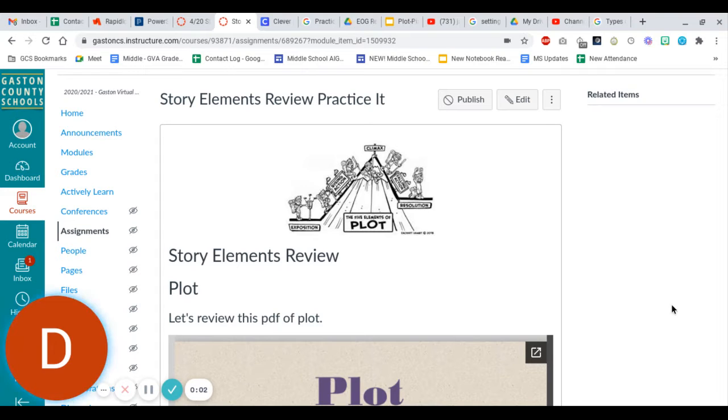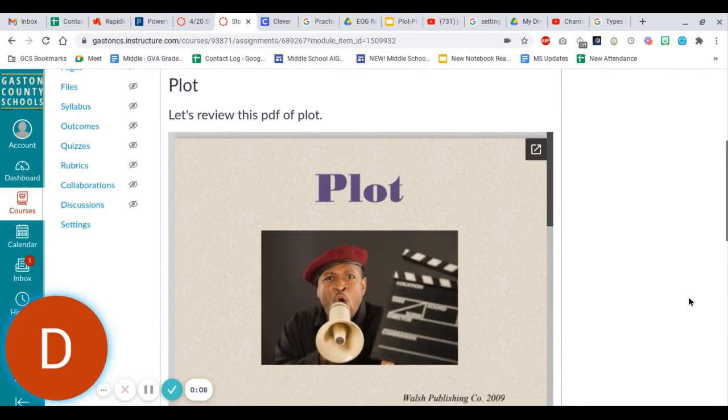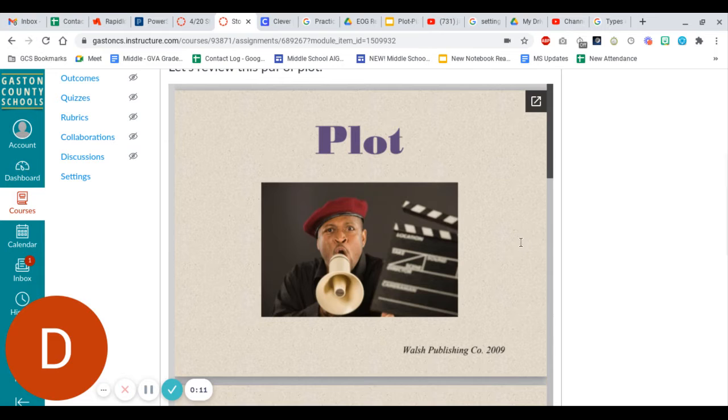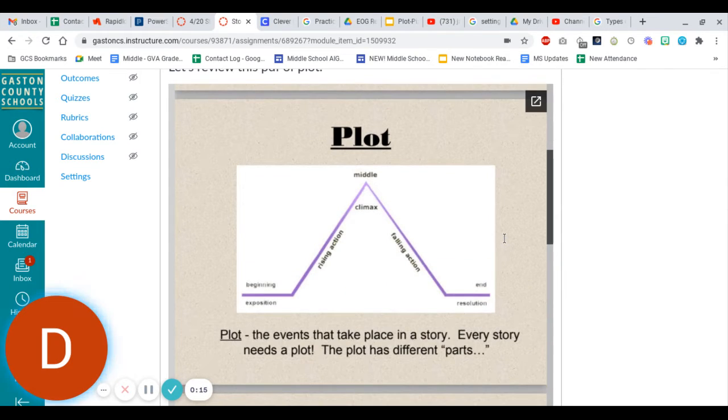In this lesson today, we're going to review another part of story element, which is plot. So we're going to look first at this PDF here. So we have the plot. If you remember, we've done this work before on the plot, and the plot is a series of events that takes place in a story. Not just one event, but a series of them. And then they need to be in the correct order that they happen in the story.